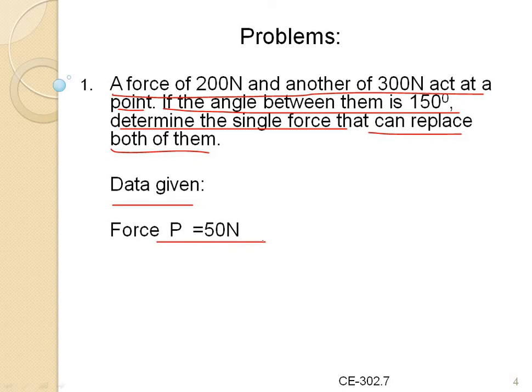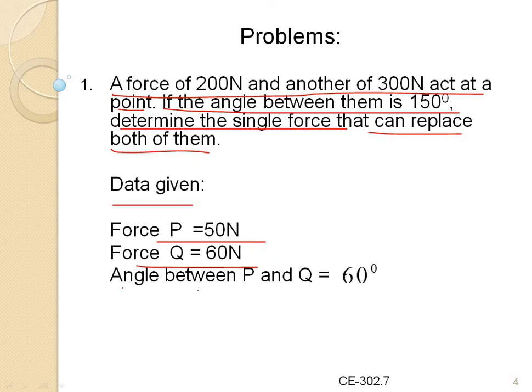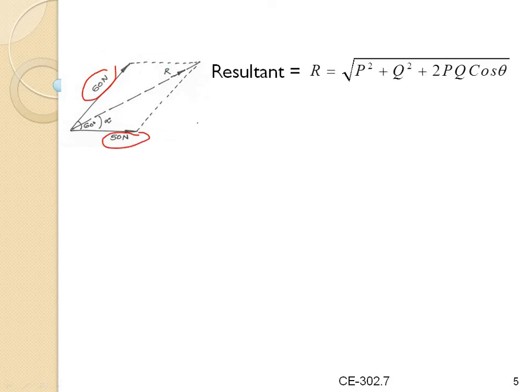force P is equal to 50 newtons and force Q is equal to 60 newtons. So here the angle between P and Q is equal to 60 degrees, whereas this is the diagram, 60 newtons and 50 newtons. The resultant R, alpha is 60 degrees. So therefore, to find the resultant, R is equal to root of P square plus Q square plus 2PQ cos theta. Here it gets 95.39 newtons.